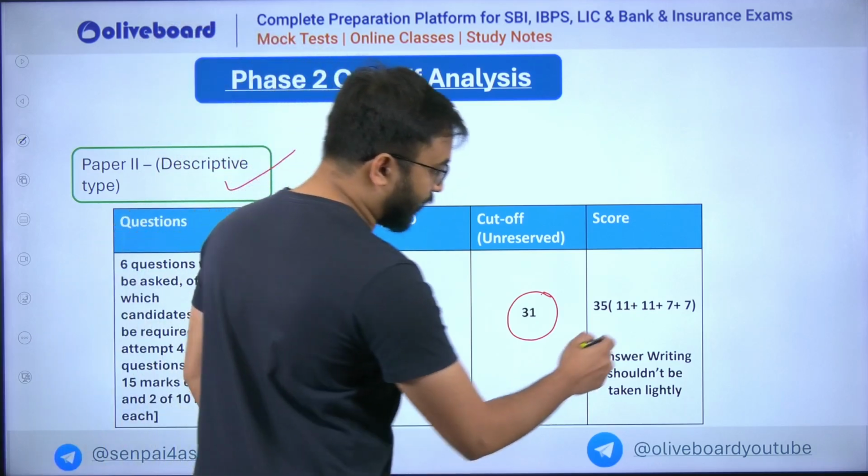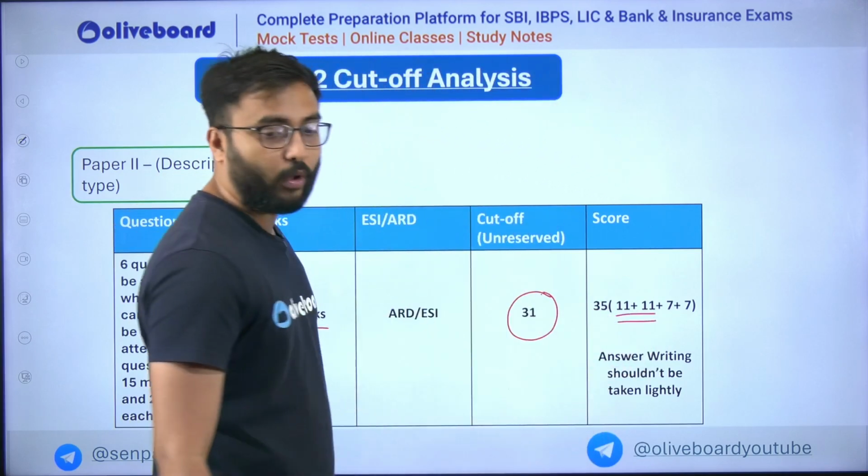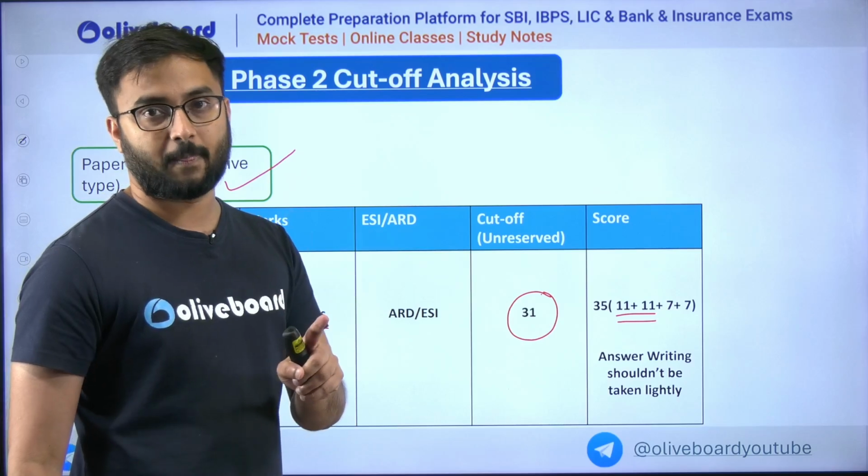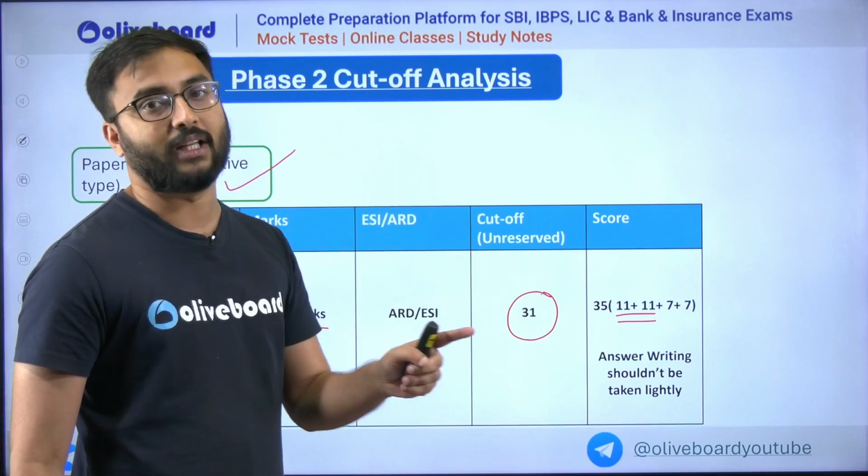So that is why in the 15 marker question, you should always get above 11 in both the questions. 15, you should always get above 11.